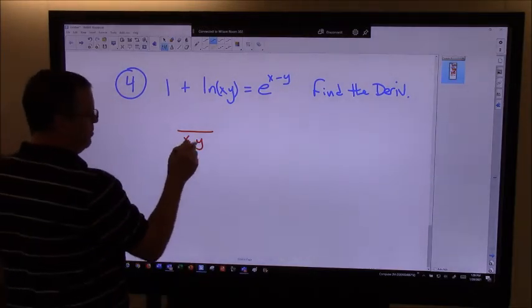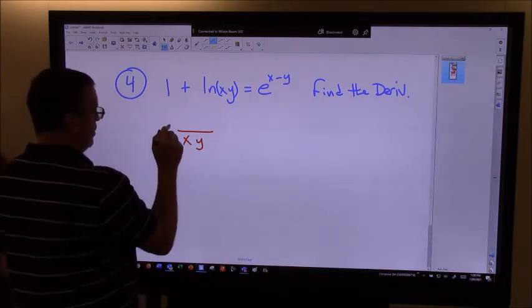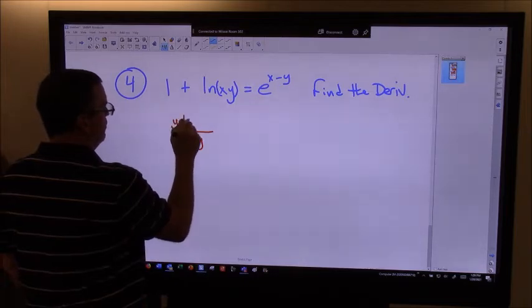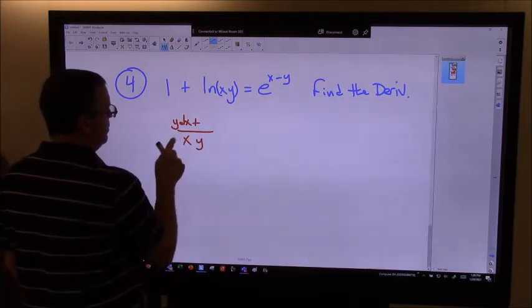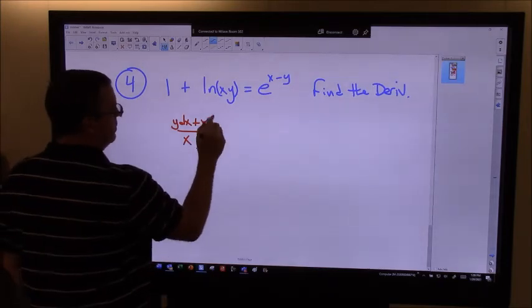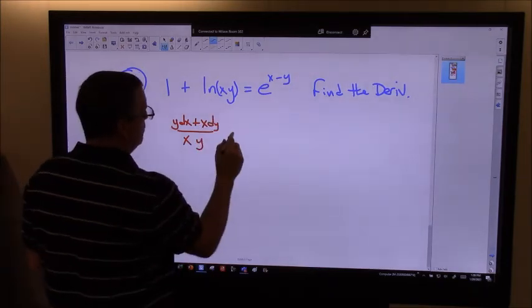I'm multiplying these two things, so I have to use the product rule. So I'll do the derivative of the first, which is 1 times y, and I just took the derivative of an x variable. Plus, leave the first part the way it is, take the derivative of that, which is 1, and I just took the derivative of y.